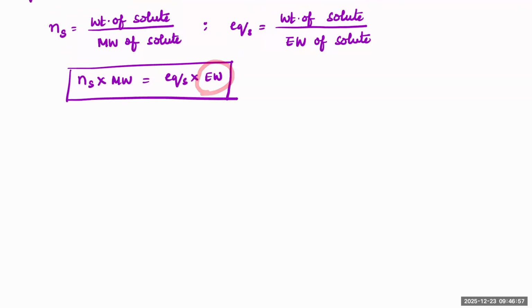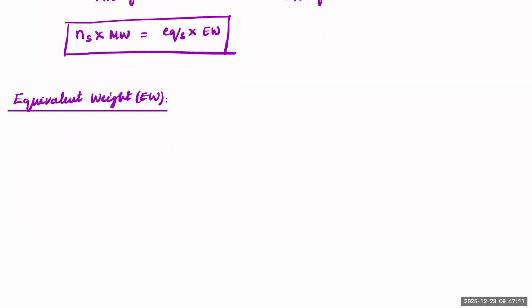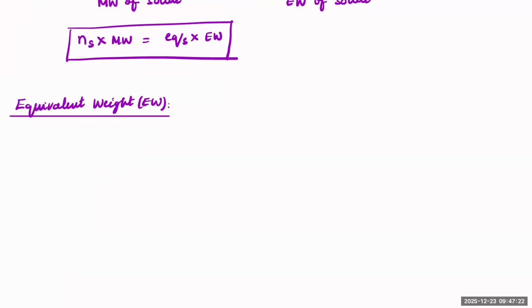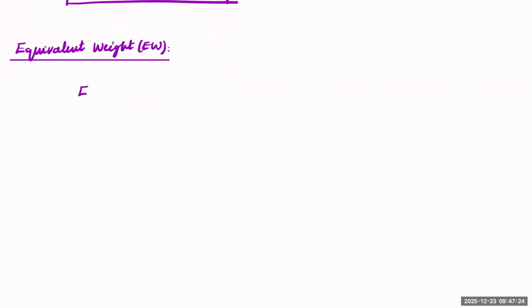What exactly is equivalent weight? Let us define equivalent weight, EW. Basically, equivalent weight is the terminology we use when we are trying to express the molar mass with respect to a certain factor. So equivalent weight is always equal to molecular weight upon a factor.